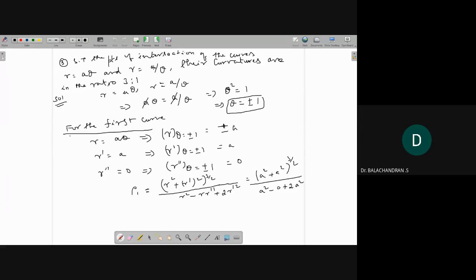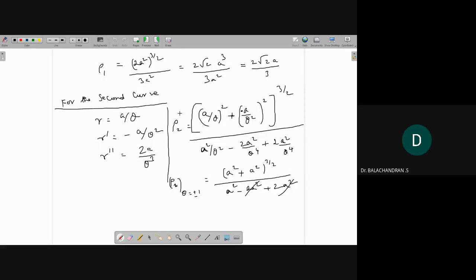So this is a little bit different problem. The idea is you should find the radius of curvature for each of the curves, that is rho 1 and rho 2. So here I calculated rho 1. Next I calculated everything again for the second curve, r dash, r double dash, and then rho 2.